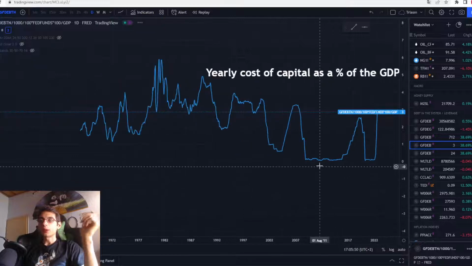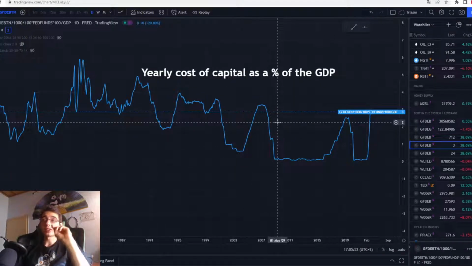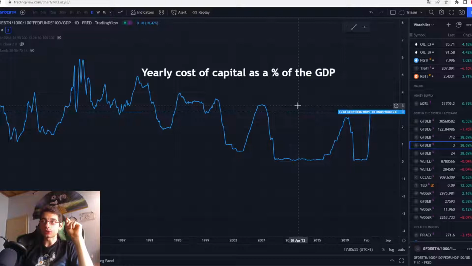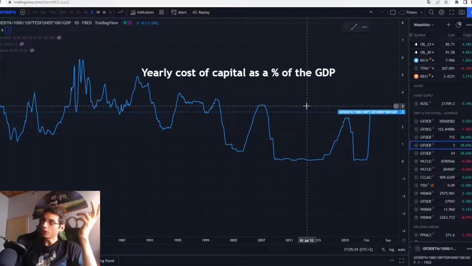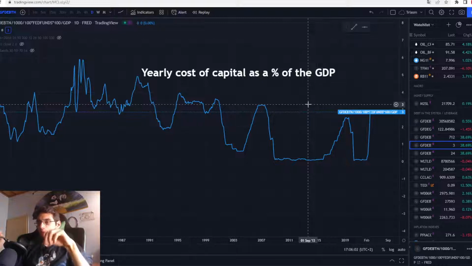And for the first time in 40 years also, we have a yearly cost of capital as a percentage of the GDP itself that is getting higher. I know you can grasp the importance of this moment. Moving up higher, the yearly cost of capital as a percentage of the GDP means that the country isn't actually able to produce more than, and to face, the rising cost of capital.